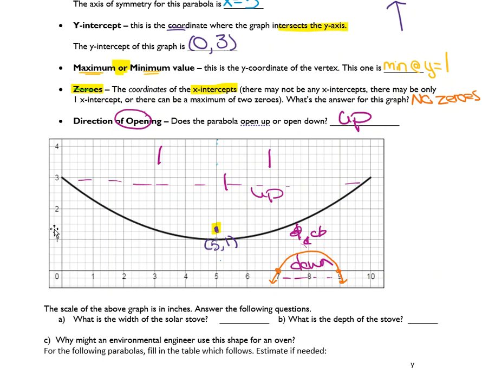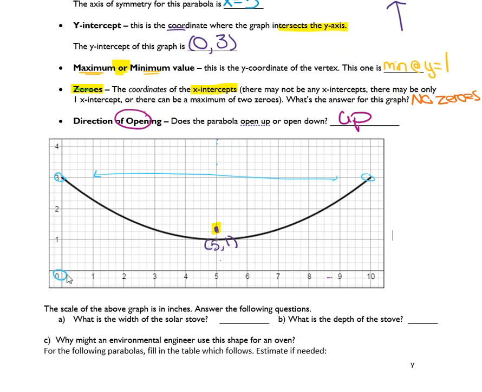The scale of the above graph is in inches. Answer the following questions. What is the width of the solar stove? If everything you see here is in inches, how wide is it? So I'm going to look from the top, from one side, which is a 3. So from this side all the way to this side, how wide is it? How wide is it from there to there?